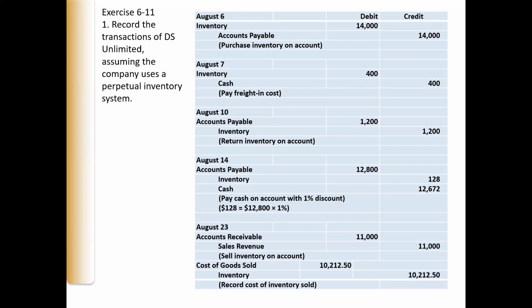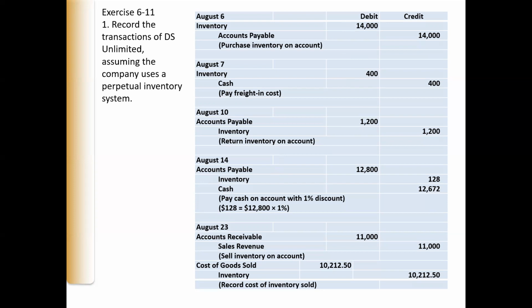Real quick, the 128 is coming off the original inventory price? The price less what we returned. Okay. Less what we returned because we already returned goods. And so because we started with 14,000, we returned 1,200. So we had 12,800 we needed to pay on.